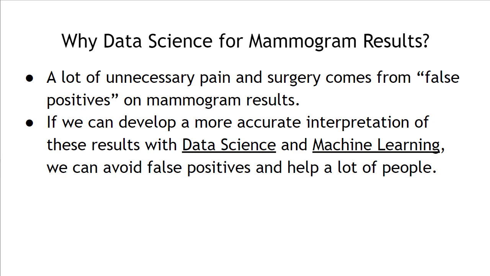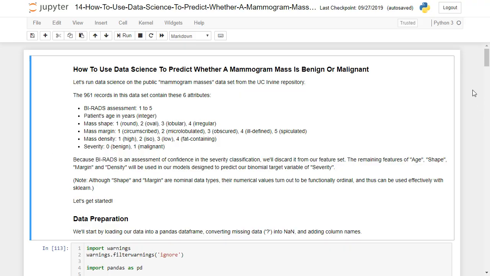So let's, without further ado, dig into some Python code and see how we can actually do this from start to finish, okay? So let's run data science on the public mammogram masses data set from the UC Irvine repo. We have 961 records to work with in this data set, which contain these 6 attributes. So we have what's called a BI-RADS assessment, which has a value of 1 to 5. We have the patient's age in years, which is an integer value.